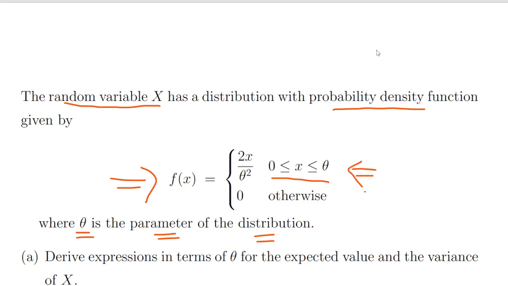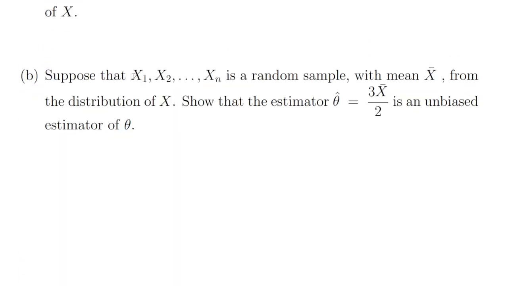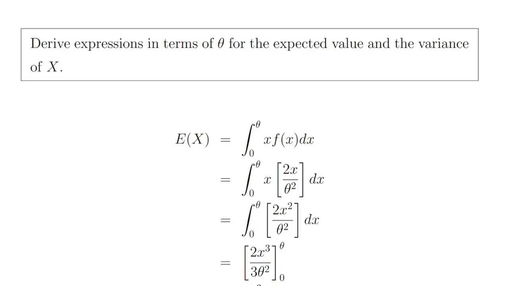This will actually inform us what the limits of our integral should be when we start doing definite integrals. Derive expressions in terms of theta for the expected value and the variance of x. Later on, we have a sample of values of x, and a mean of that sample, x bar, from the distribution of x. Show that the estimator theta hat equals 3x bar divided by 2 is an unbiased estimator of theta. Okay, so let's begin. Let's look at the expected value and the variance of x in terms of theta.